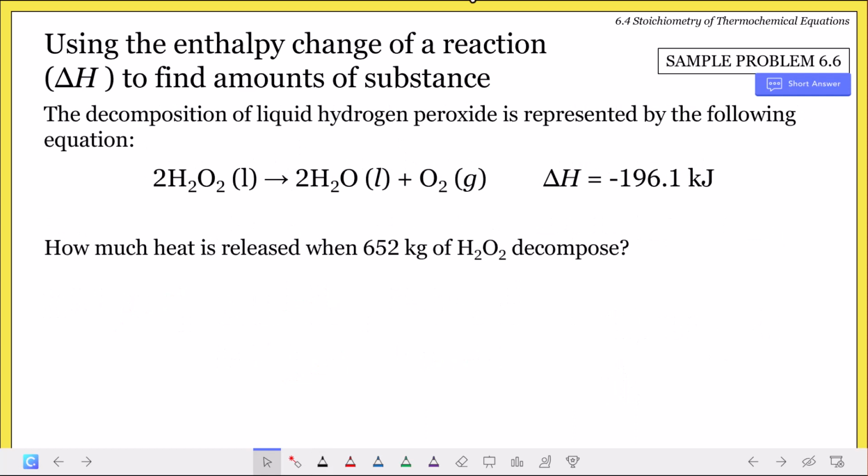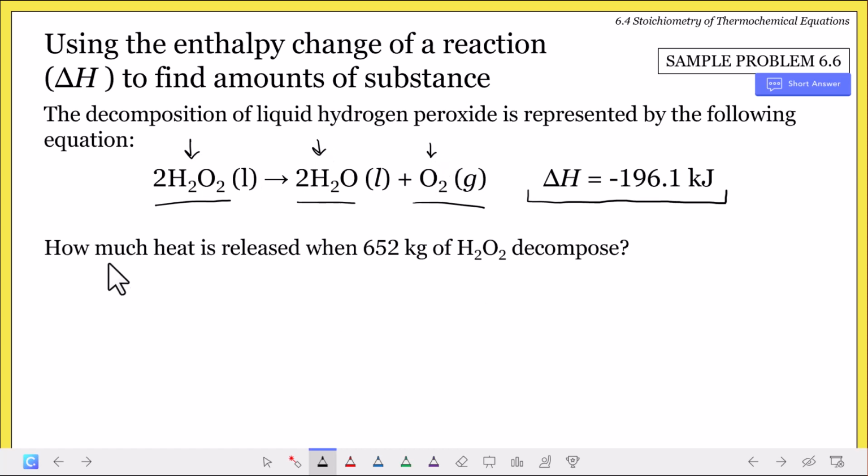Let's give this next problem a try. This one is the decomposition of liquid hydrogen peroxide, and it's represented by this equation here. We see the associated delta H is negative 196.1 kilojoules. So this is an exothermic process, and as long as we have 2 moles of hydrogen peroxide decomposing, then we'll have 2 moles of water formed and 1 mole of oxygen gas, and this value here represents the amount of heat energy that is released for these respective amounts of each substance.